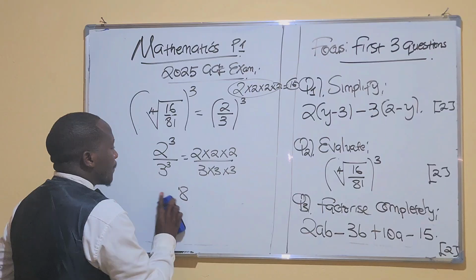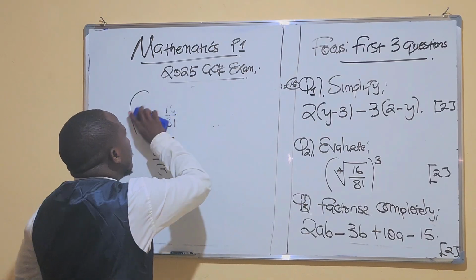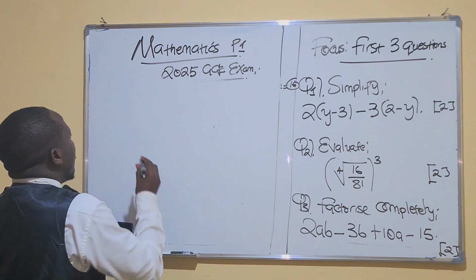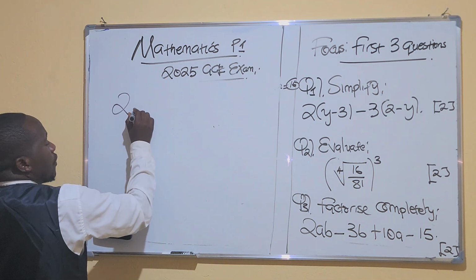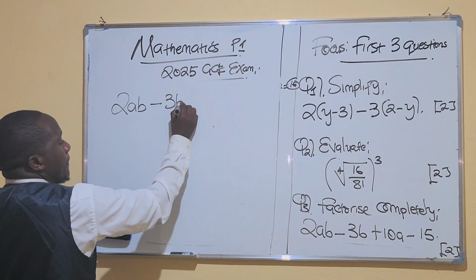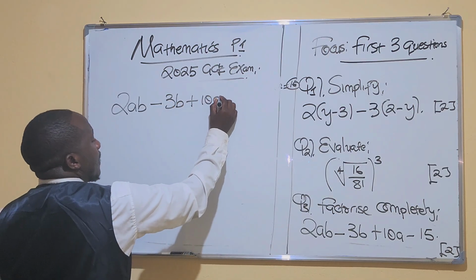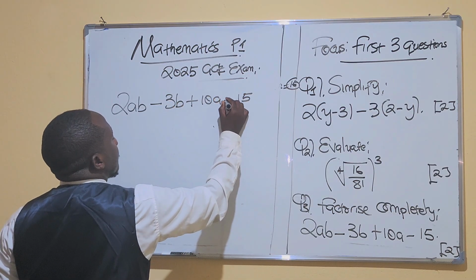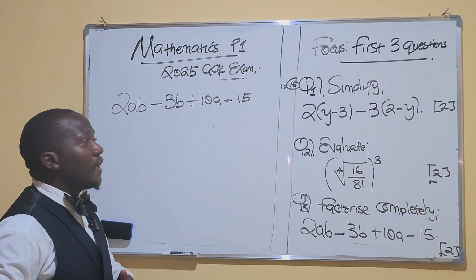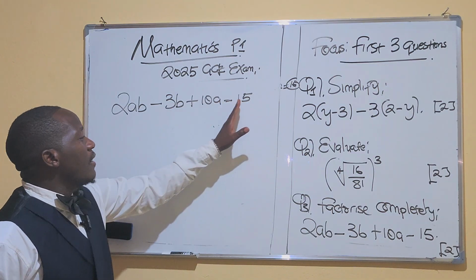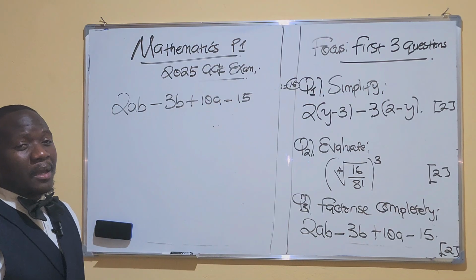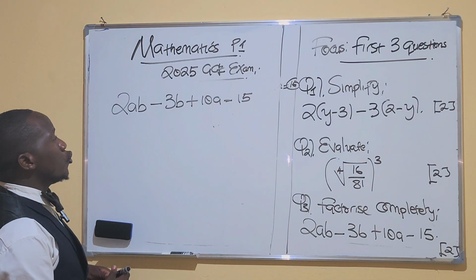Then lastly, of course, we've got a question that says factorize completely. So we have 2ab minus 3b, then plus 10a minus 15. To factorize this, we are going to check the number of terms. So we've got 1, 2, 3, 4, which means the number of terms is even, so we can group them into 2 by 2.